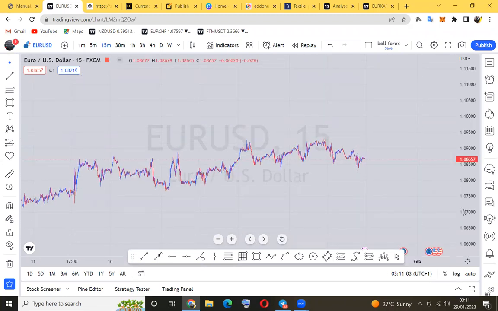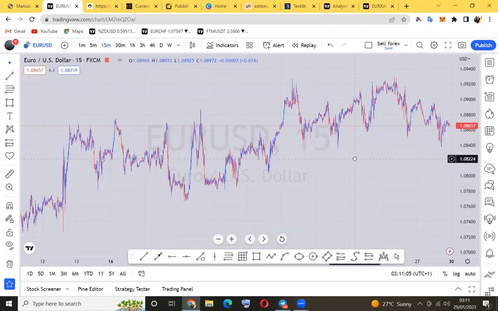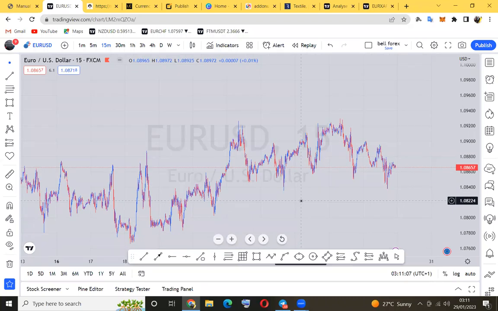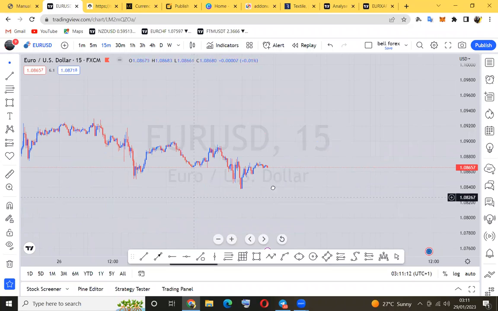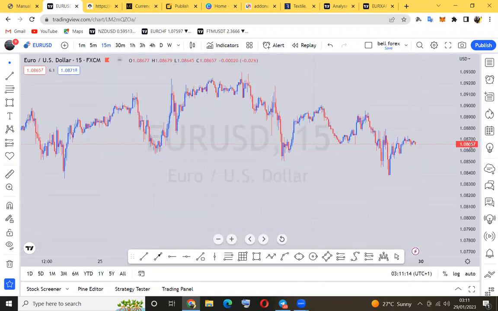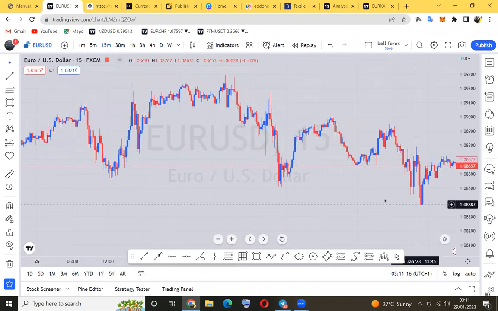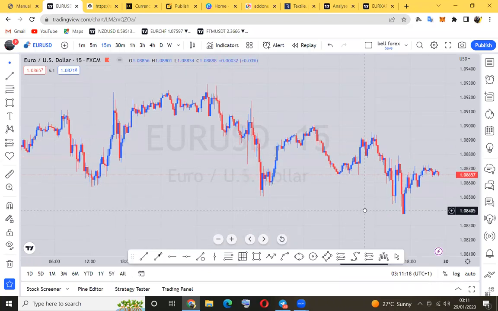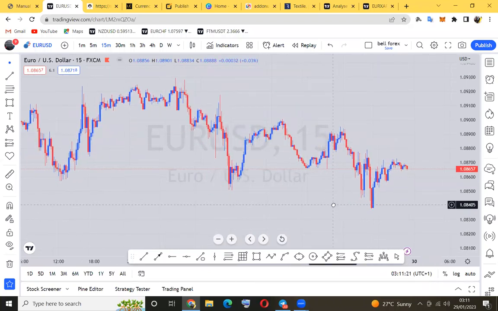Sorry for the inconvenience. So I was saying that if I put this chart, for example, on the 15 minute, my friends, and try to expand the candles so that I can view it well, and someone asks me, is this market a downtrend or an uptrend? I may have some small difficulties to tell if this market is an overall uptrend or downtrend.